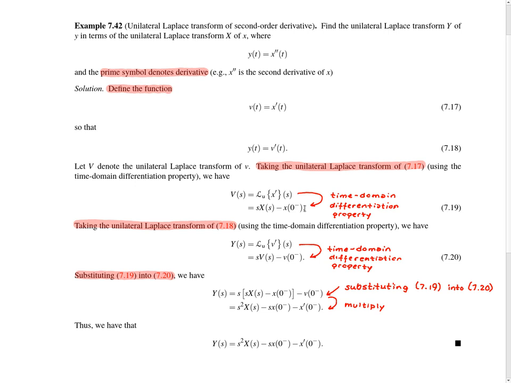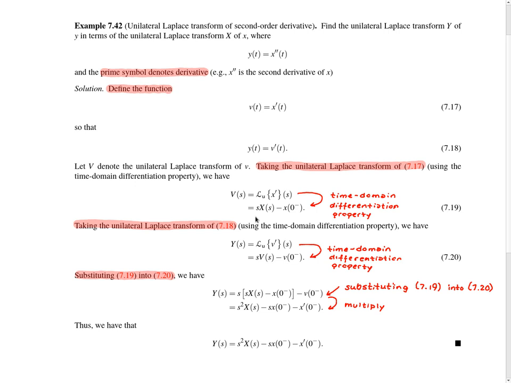Next, let's consider the unilateral Laplace transform of equation 7.18, in other words, this equation here. Taking the unilateral Laplace transform of this equation trivially yields this line here, where we now need to simplify this unilateral Laplace transform expression. Using the time domain differentiation property, we can do this to obtain this particular result here.